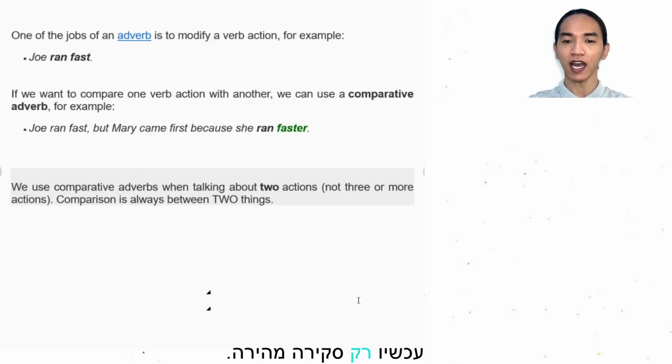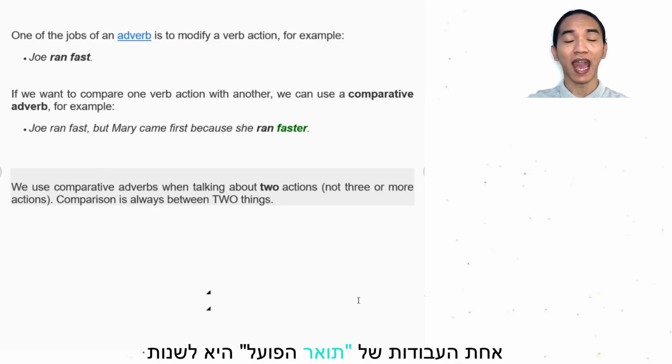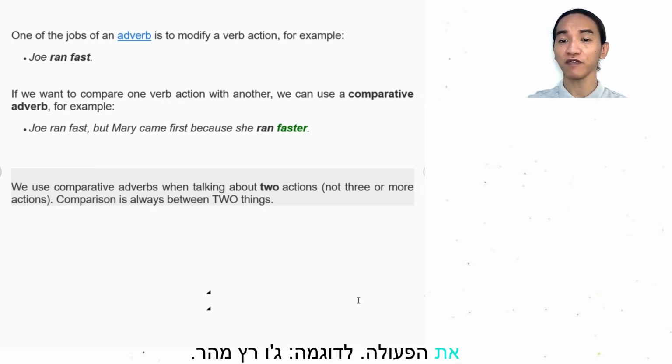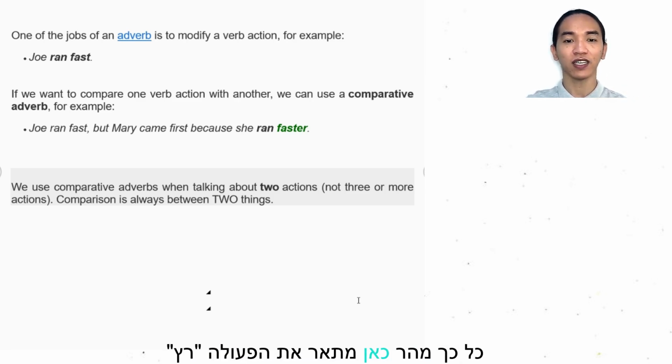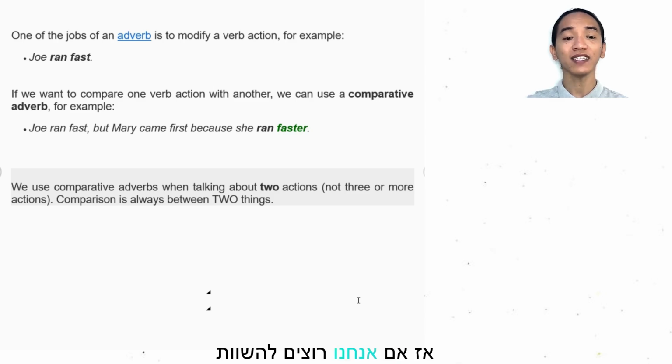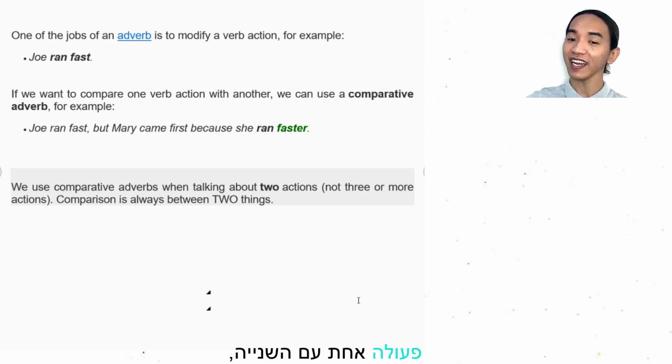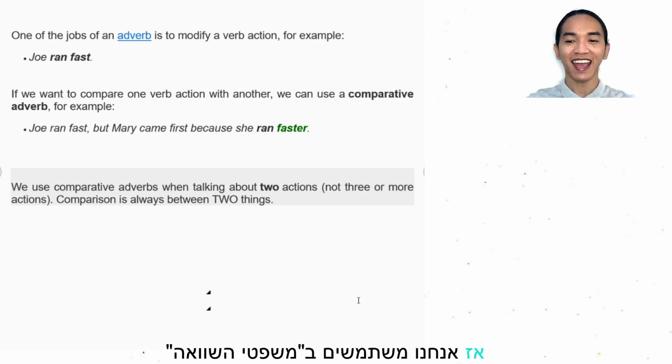All right, now just a quick review. One of the jobs of an adverb is to modify a verb action. For example, Joe ran fast. Okay, so fast here describes the action ran. So if we want to compare one action with another, then that's when we use a comparative adverb.